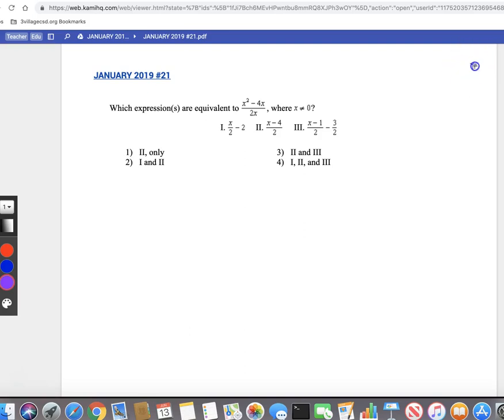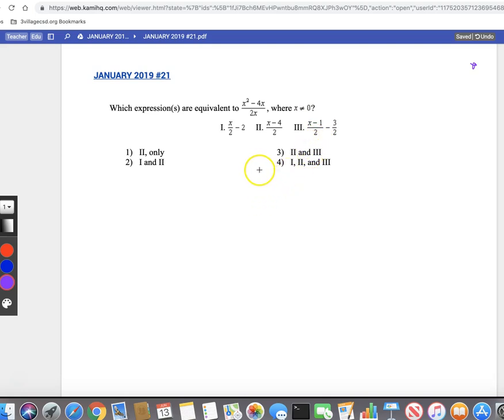Hello, and welcome to my video on the January 2019 Algebra 2 Regents, question number 21. In this problem, we're asked to determine which expression or expressions are equivalent to x squared minus 4x over 2x, where x does not equal 0.